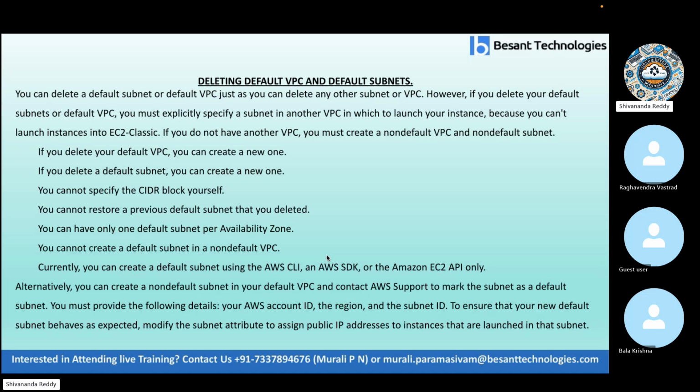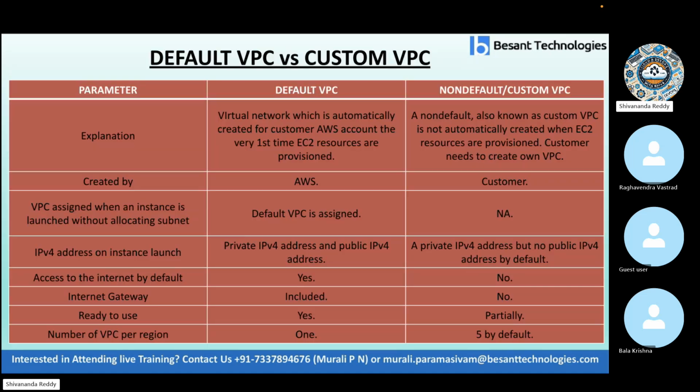That's the option here. Next, another important thing might be asked in the interview. That is, what is the difference between default VPC and custom VPC? So remember, guys, default VPC is created by default by AWS. Custom VPC is created by a human like you guys. Then look at here.